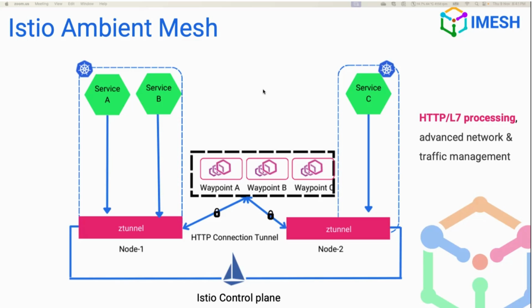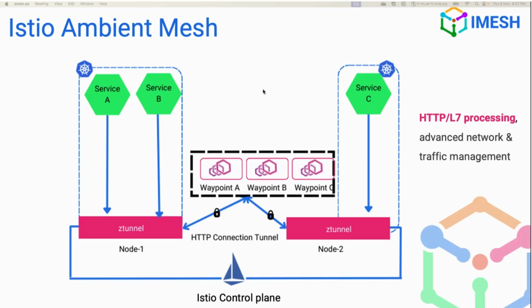The L4 level is handled at the ztunnel level, which is a secure connection maintained between each and every node. That makes sure the communication from one node to another node is secure, and that is done via ztunnel. And if we need L7 processing, then we only deploy the waypoint proxy for those services which need it. In most cases we don't even need L7 processing for most of the services, but we still end up with a sidecar, even if we don't need it. It's still lying there, and we are not using it.